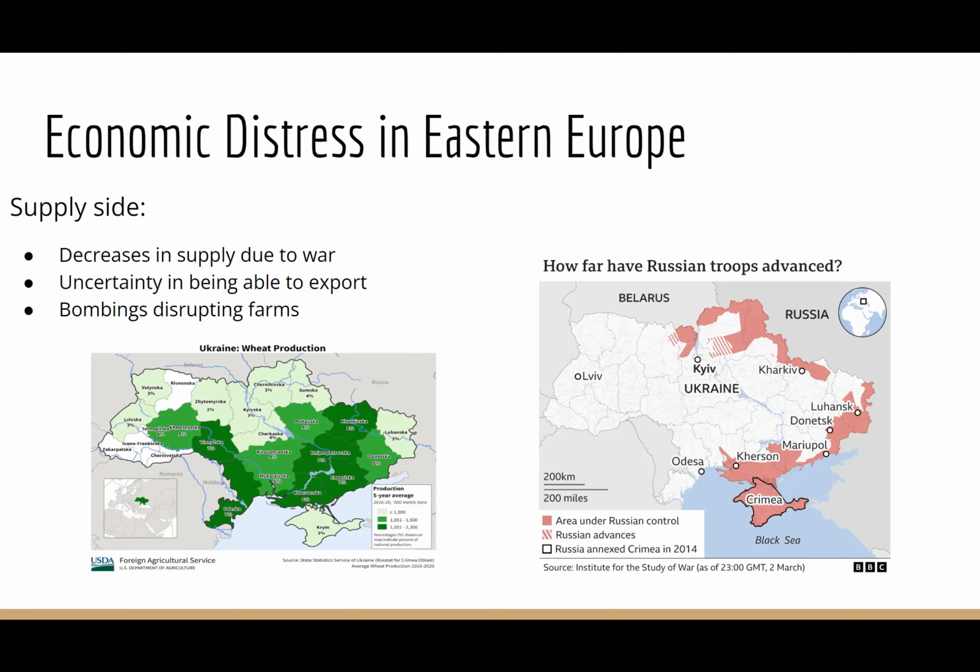Because of this, exports have also decreased in the Black Sea, because tensions between Ukraine and Russia have caused shipping through the Black Sea to decrease. And Sam's now going to talk about an agreement between these two countries.